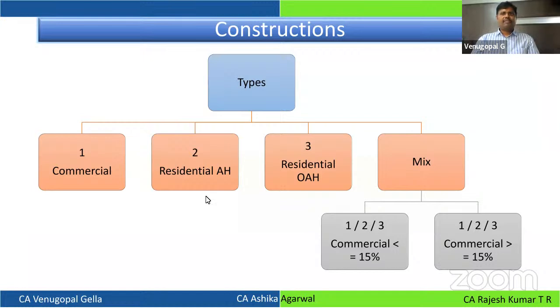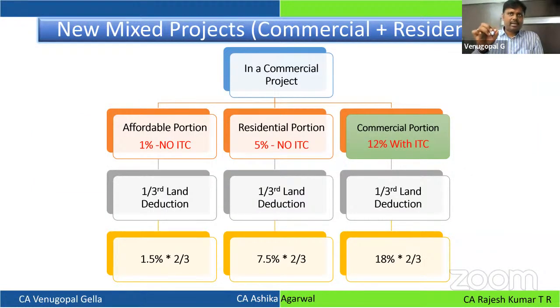Now, where the commercial aspect is more than 15%, it is an REP, a real estate project. So the project has affordable, residential, residential other than affordable, and commercial. All three different categories of constructions are there. Let's assume that in a single project, I have all these three different projects available.